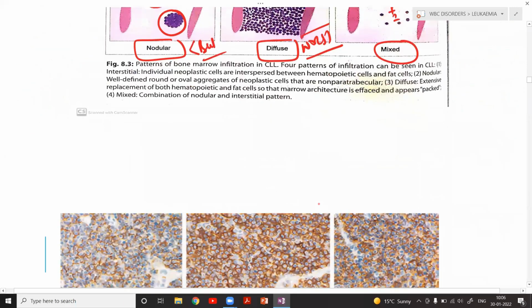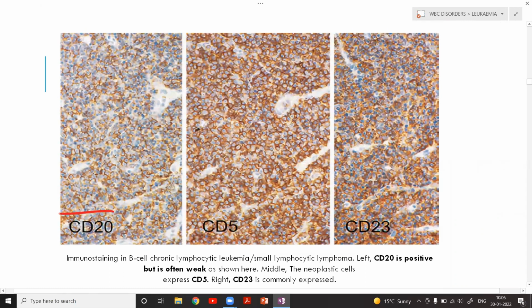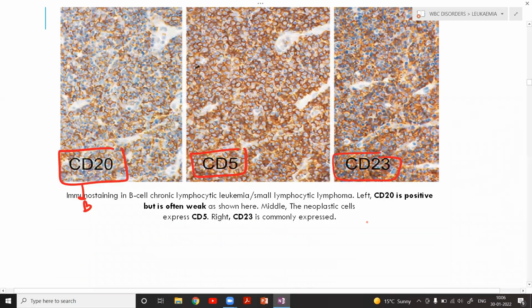So this is the immunohistochemistry, as I am showing you how the presence of CD20 is seen, indicating it is a B cell neoplasm. Now CD5 positivity and CD23 positivity, both of them are positive. They are showing cytoplasmic positivity over here. So very important is this. This is the characteristic immunophenotype profile, the IHC profile of CLL, SLL.